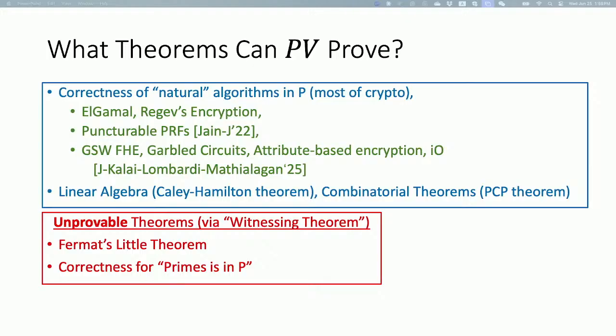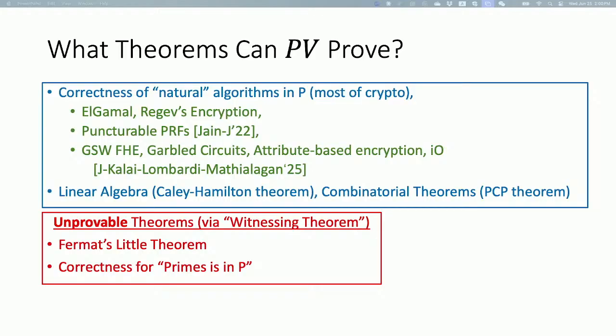So what exactly makes it hard? Can you give us some intuition of what makes these things unprovable? So the witnessing theorem just says that if you can prove some for-all-exists statement, then you can find a polynomial time algorithm. So from the proof, you can get a polynomial time algorithm to compute that witness.